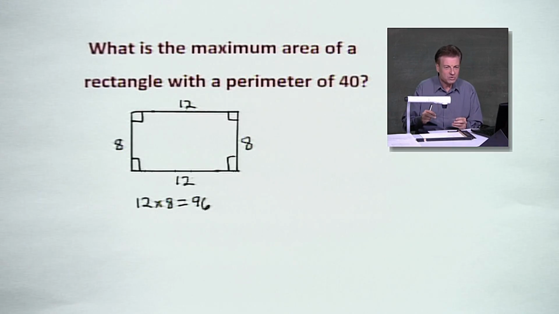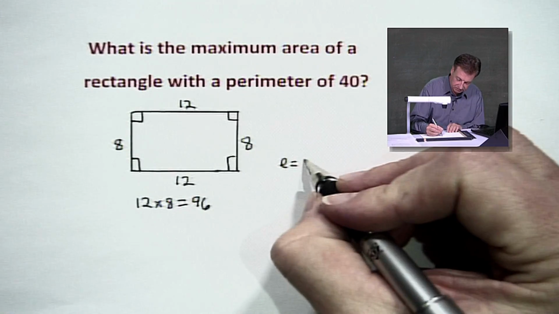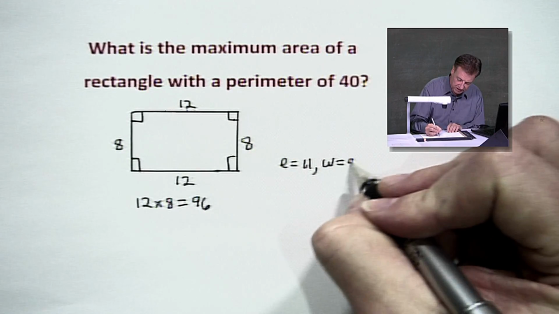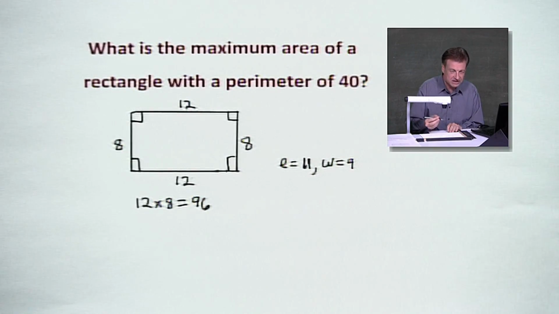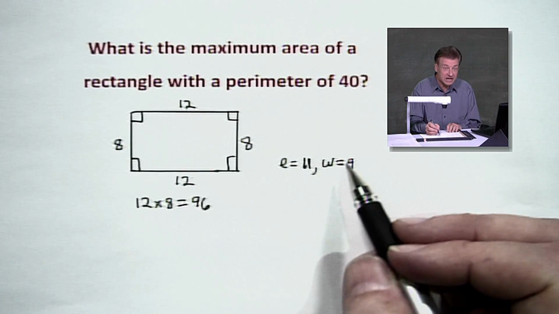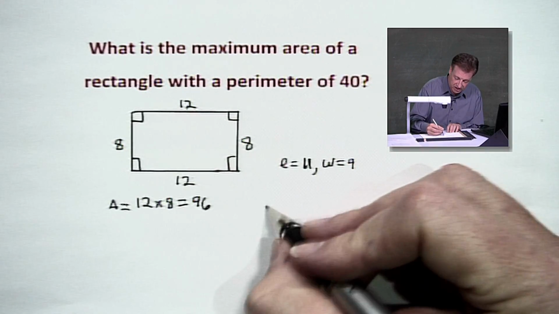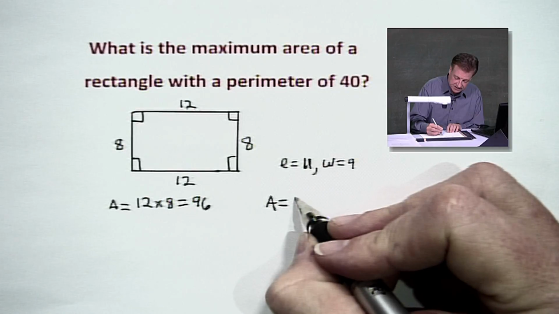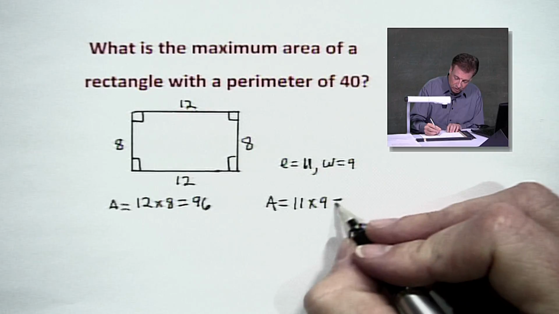Well, that was interesting. What if we did 11 and 9 here? All right, so what if we chose our length to equal 11 and our width to equal 9? So in other words, everybody says, well, does that add up to 40? Well, 2 of them will. If you add 22 and 18, you're going to get 40. But what's our area here? Now over here, the area was 12 times 8. Over here, the area is 11 times 9. And that bumps me up a little bit more space.